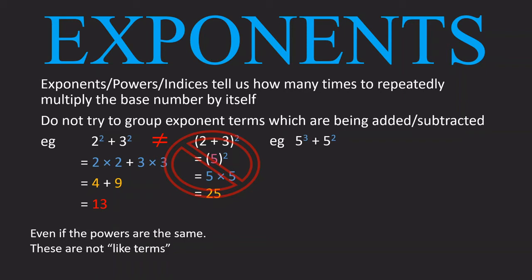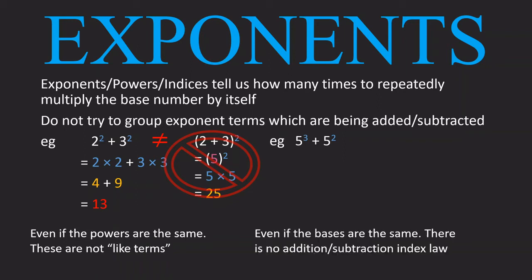Now, even though 5 to the power of 3 and 5 to the power of 2 are both index terms with the same base, there is no power law for when we're adding two index terms with the same base. That's only for multiplication, division, or power of a power. So let's try not to get that confused.